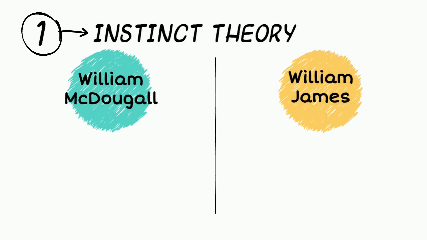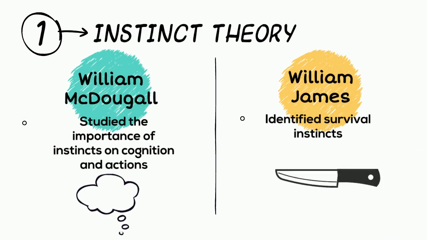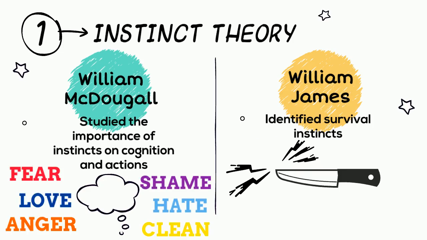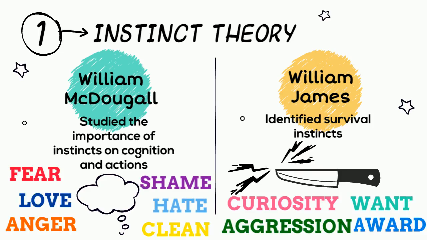James identified that instincts were necessary for survival, including fear, love, anger, shame, and cleanliness. William McDougall believed all thoughts and actions necessarily resulted from instincts such as curiosity, aggression, and sociability.